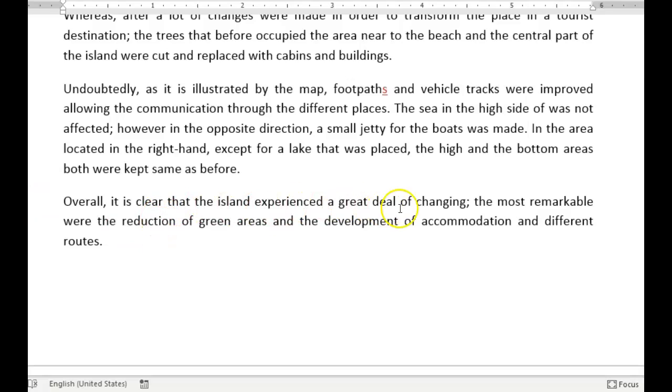Overall, it is clear that the island experienced a great deal of change, the most remarkable being the reduction of green areas and the development of accommodation and different routes. Okay.